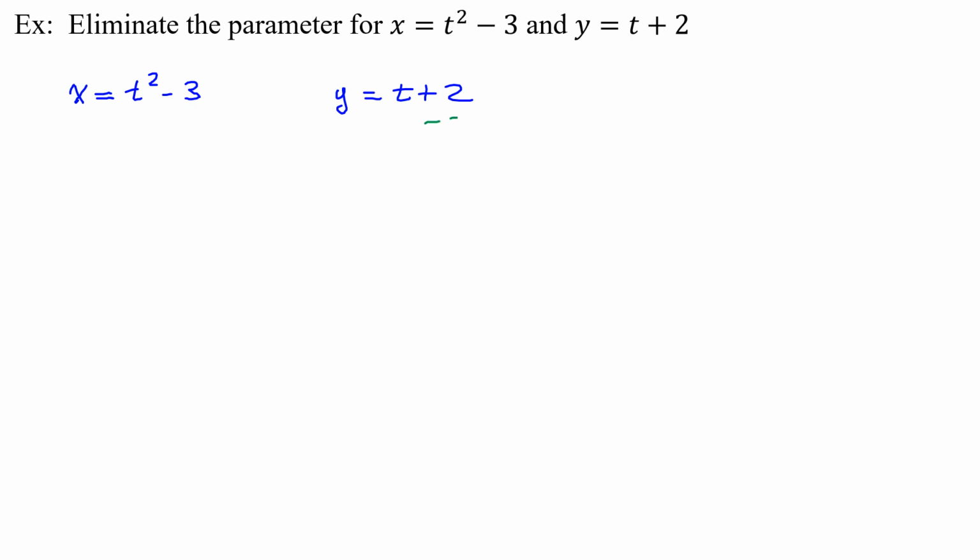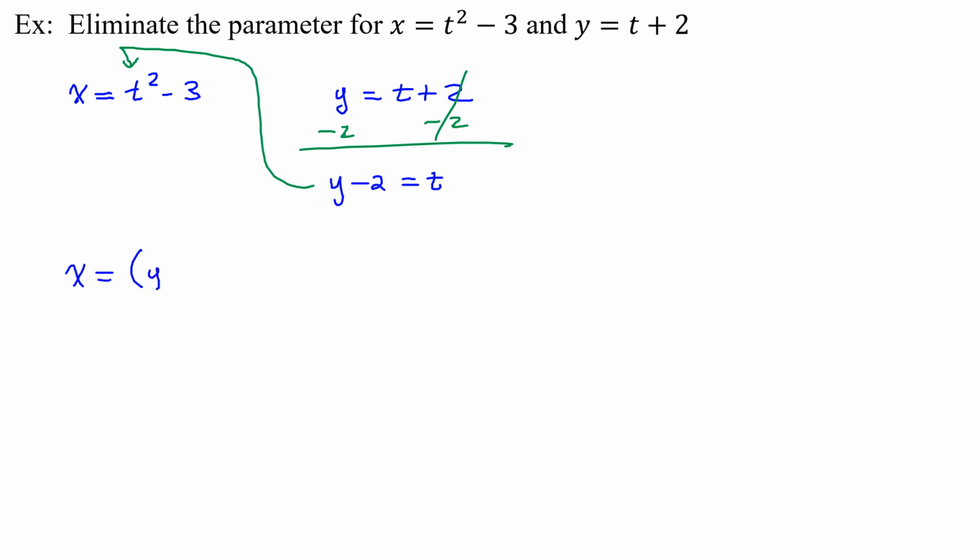And so what I would do is just subtract the 2 from both sides and get that y minus 2 equals t. Then I could just take this, plug it in there on the x, and say that x equals (y minus 2) squared minus 3. And I have eliminated the parameter. There's no longer a t in the problem.